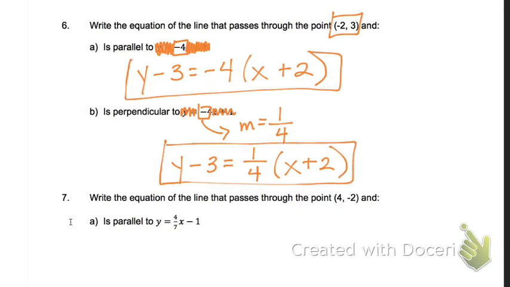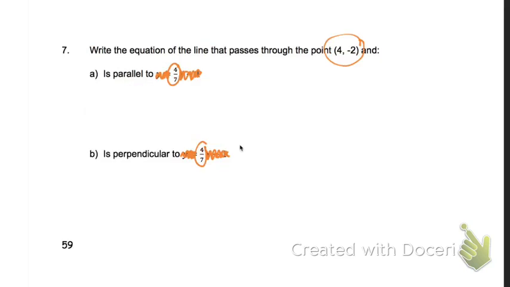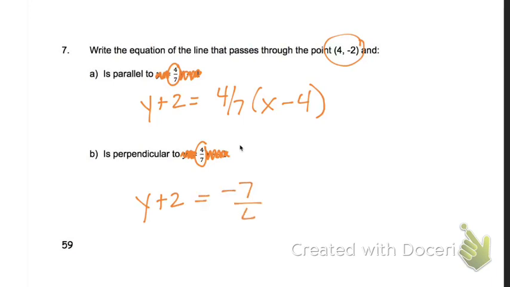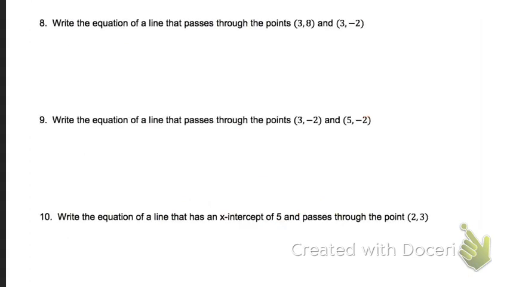Wow, look at that shine. Not bad. Okay, try number 7. So for A, you should get y plus 2 equals 4/7 x minus 4. For B, y plus 2 equals -7/4 x minus 4. Good? No more talking.